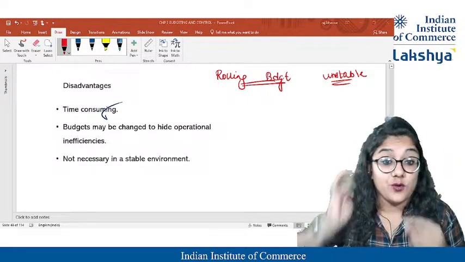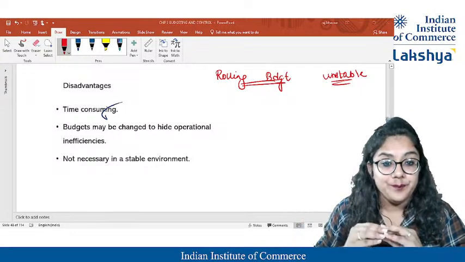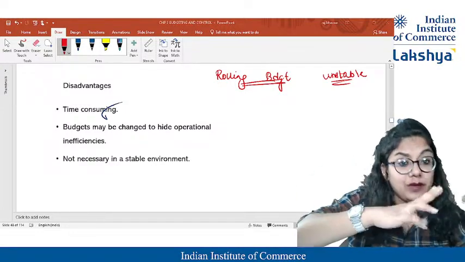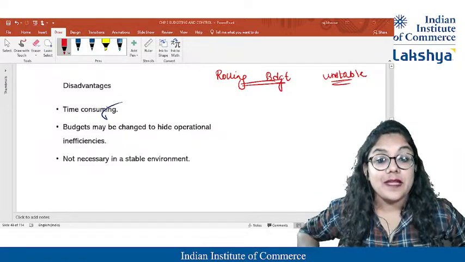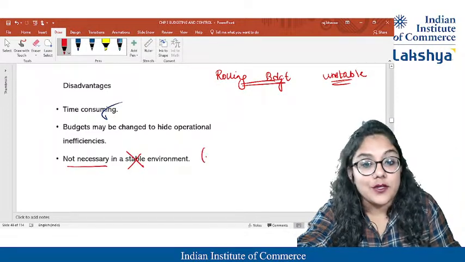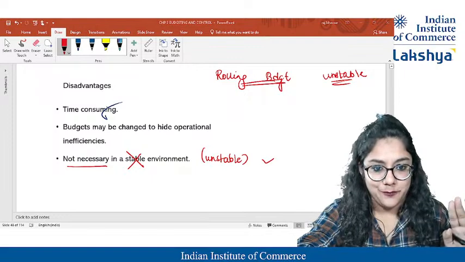But what if the market keeps changing, ma'am? If it is going to change, then what to do? When it is unstable, you can do the rolling budget. Make it for 3 months, and go on. If the market is stable, it is not necessary. When the market is unstable, this type of budget is helpful.